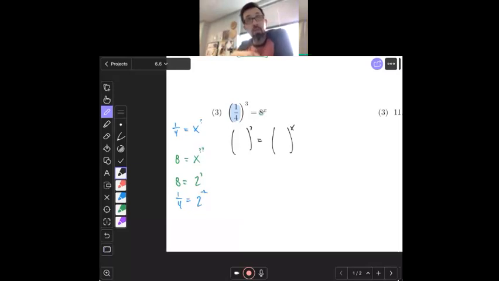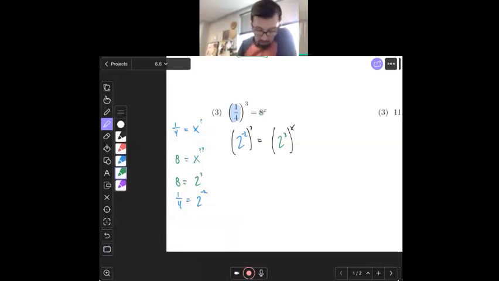Okay, so I've taken the 1/4 out. I've taken the 8 out. The exponents need to stay put. 1/4 is equal to 2 to the negative 2. 8 is equal to 2 cubed, so I'm replacing it with something that it's equal to. I can't just put 2 in there because they're not equal to 2. I have to replace with something that's equal to.